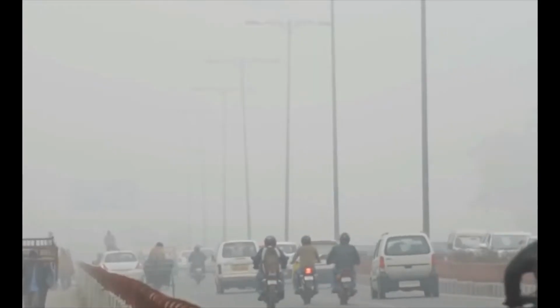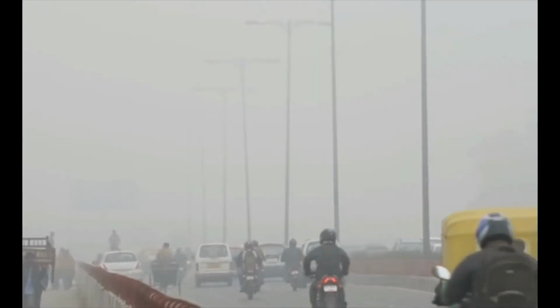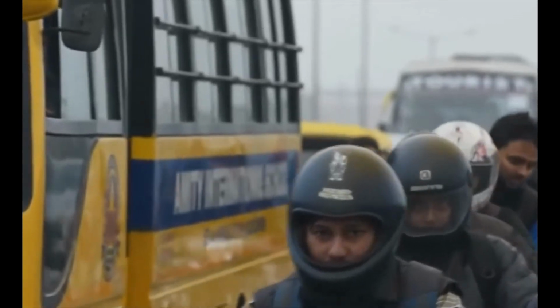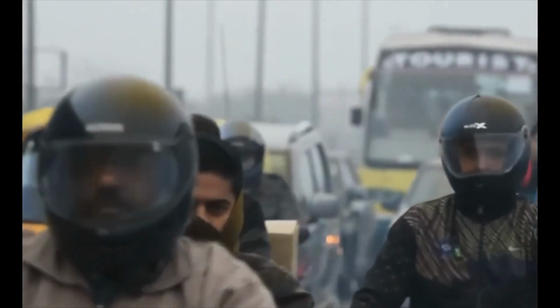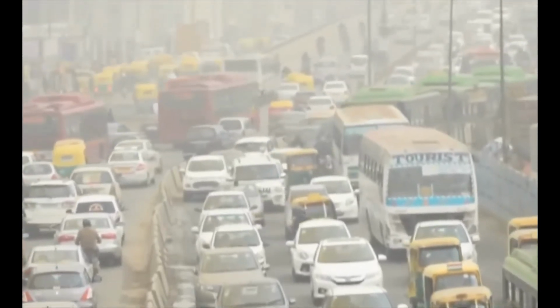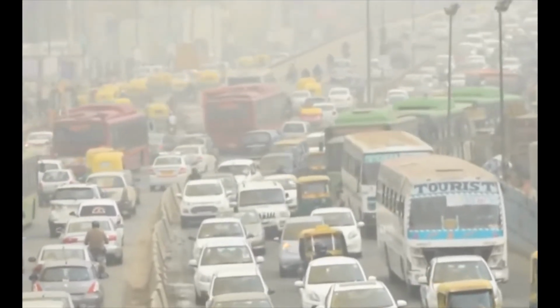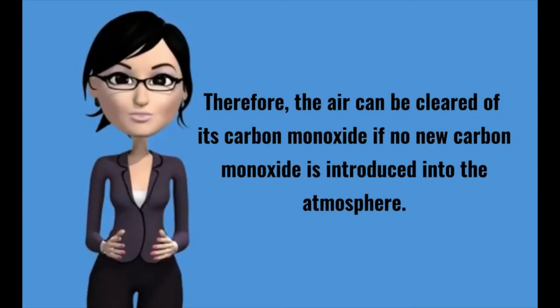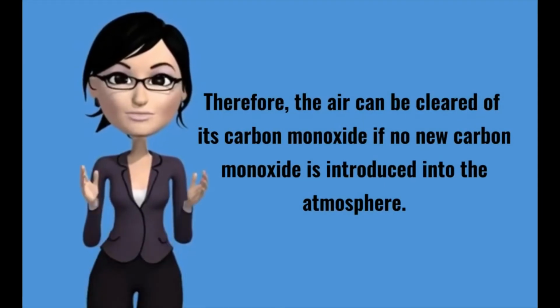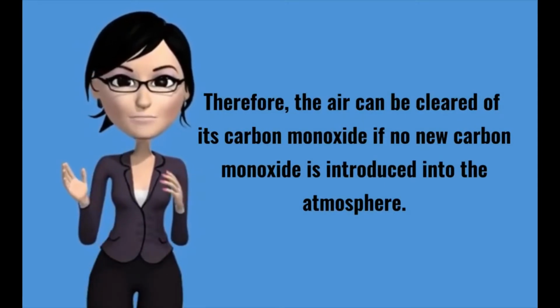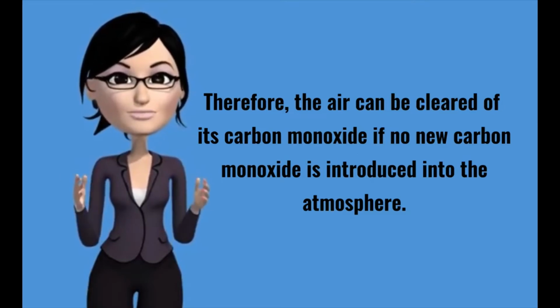Vehicular exhaust is the single largest source of carbon monoxide. Carbon monoxide is, however, not a persistent pollutant, as natural processes can convert carbon monoxide to other compounds that are not harmful. Therefore, the air can be cleared of its carbon monoxide if no new carbon monoxide is introduced into the atmosphere.